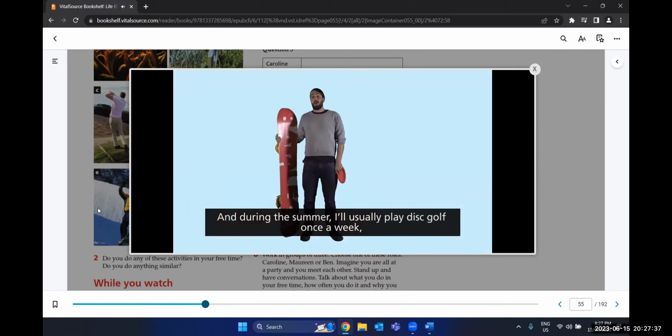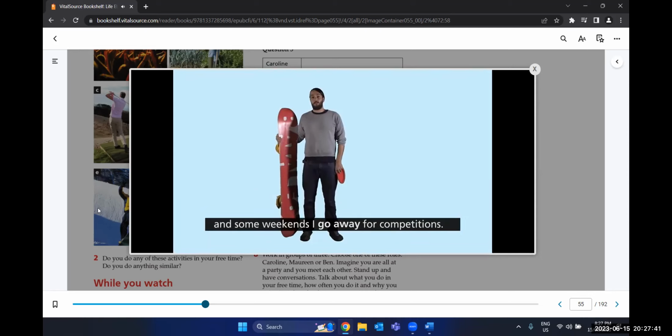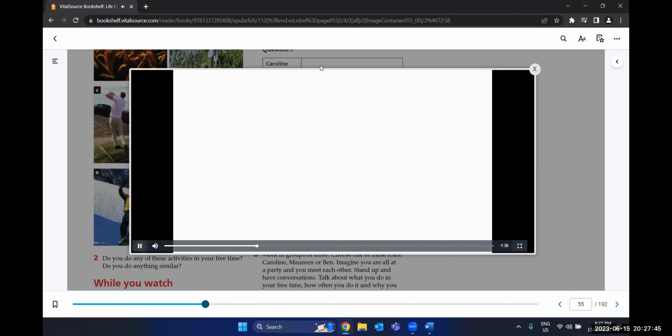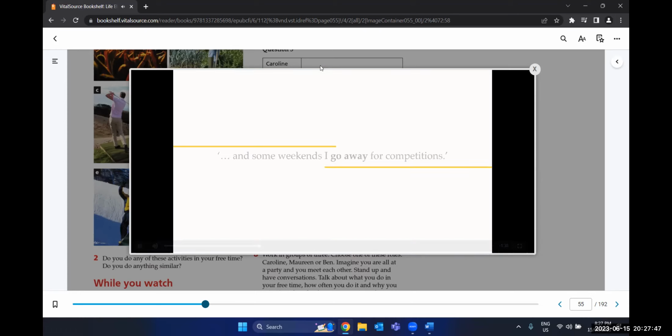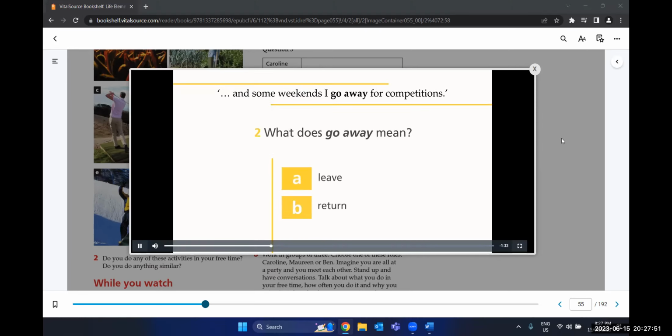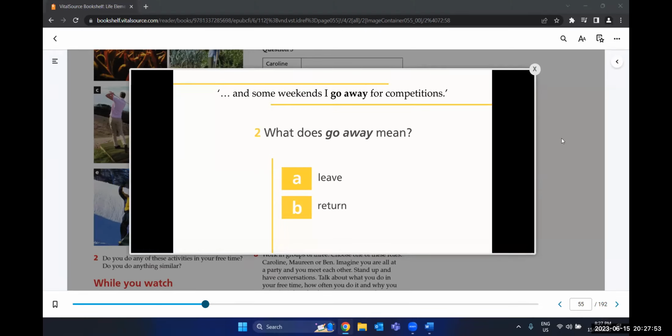During the summer, I would usually just go once a week. Some weekends. So what does go away mean? Yeah. So leave. Come back is to return, but go away is to leave.